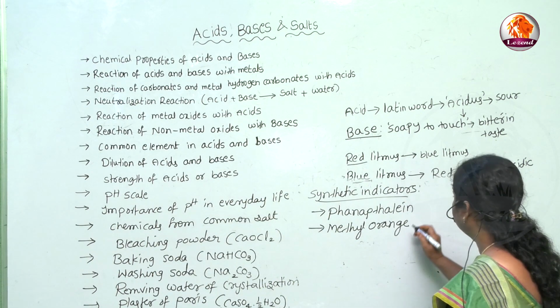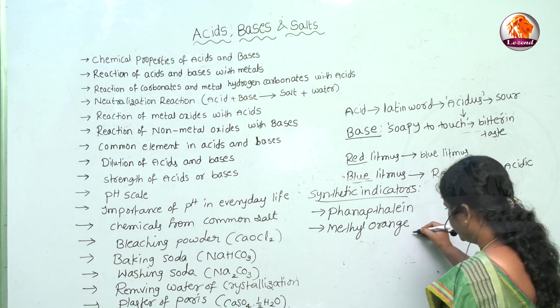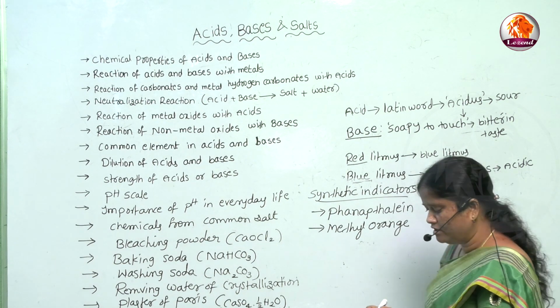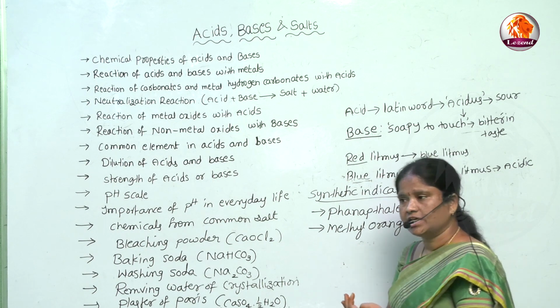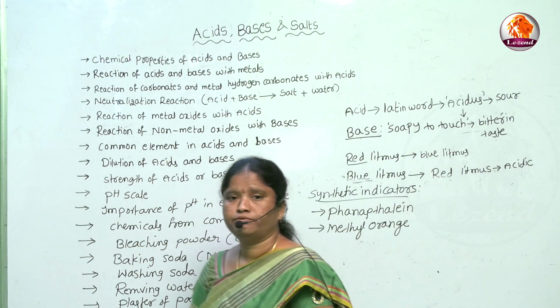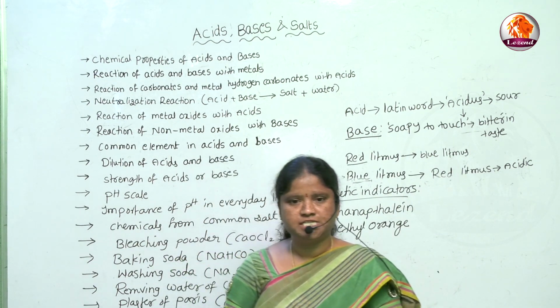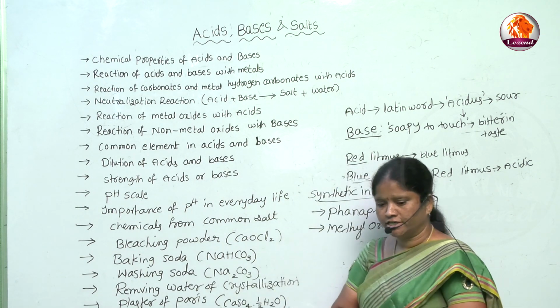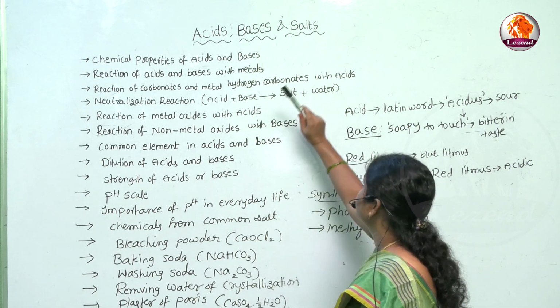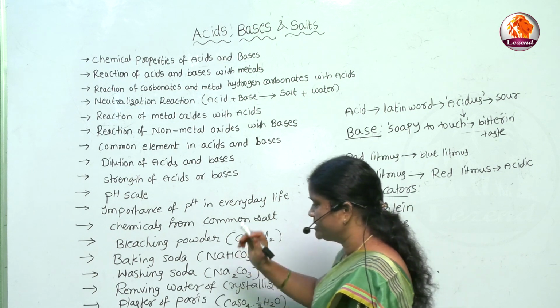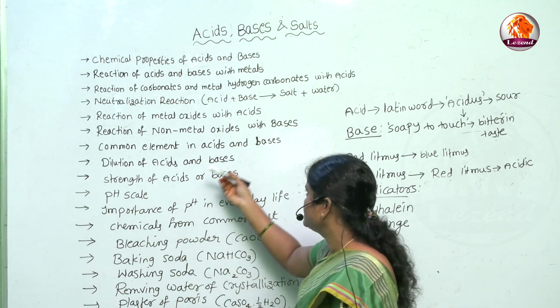Here we need to learn about these synthetic indicators, and also many activities that take place around us in the presence of acids and bases with metals. So many activities we can learn in our chapter, Acids, Bases and Salts. What are the topics we are going to learn in this chapter? Let's look.